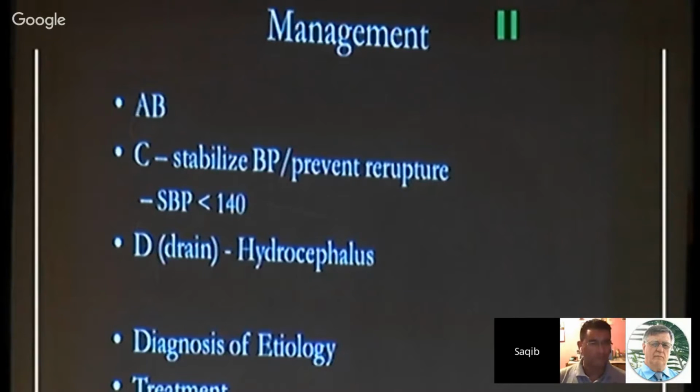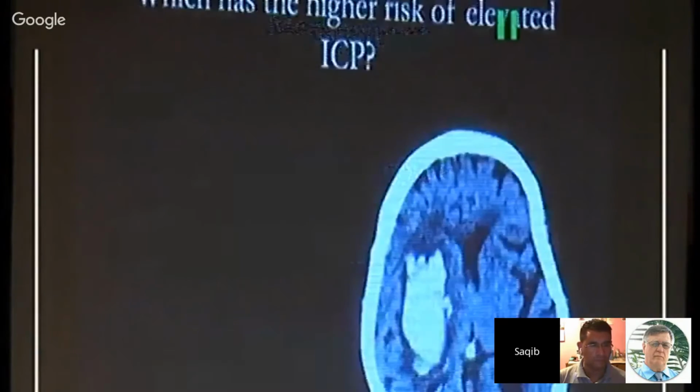Oftentimes these patients have very, very elevated blood pressures, and we want to get that blood pressure down as soon as possible in order to prevent rebleeding. Usually we aim for 140, 160 is probably also a reasonable systolic blood pressure goal. And then the D of the ABCDs is a drain for a hydrocephalus, putting in an EVD. Then the diagnosis of the etiology of the subarachnoid hemorrhage, and then finally the treatment.